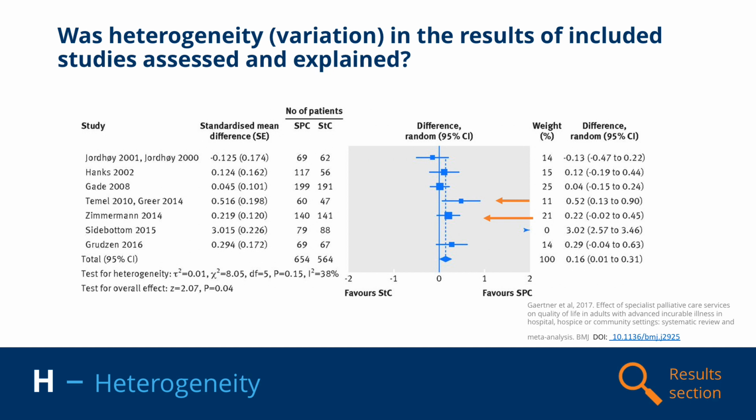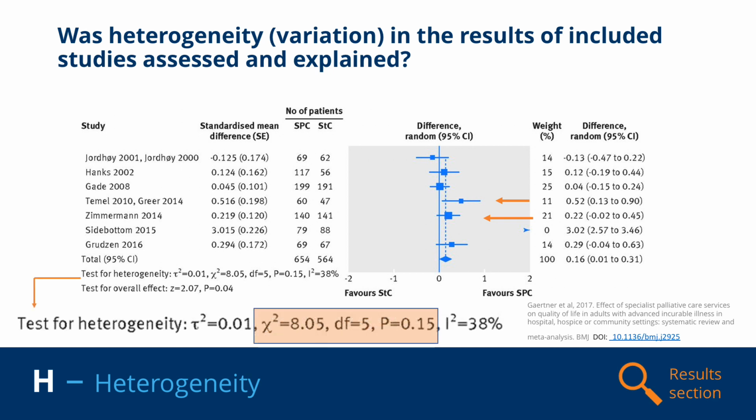Reviewers should assess whether statistical heterogeneity or variation in the results of the included studies is greater than what is expected by chance alone. Ideally, statistical heterogeneity is assessed using the chi-squared test, which tells us statistical heterogeneity is present when the p-value is low. This is usually less than 0.05, and the I-square statistic. The I-square is particularly helpful because it quantifies the amount of variation in study results that's due to differences between the studies in their PICOs and methods rather than due to chance.